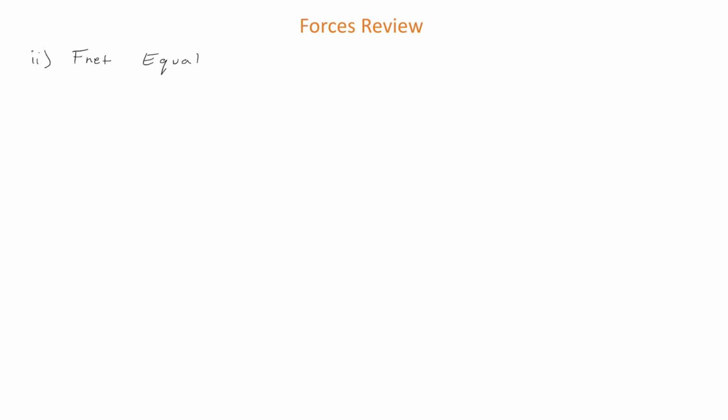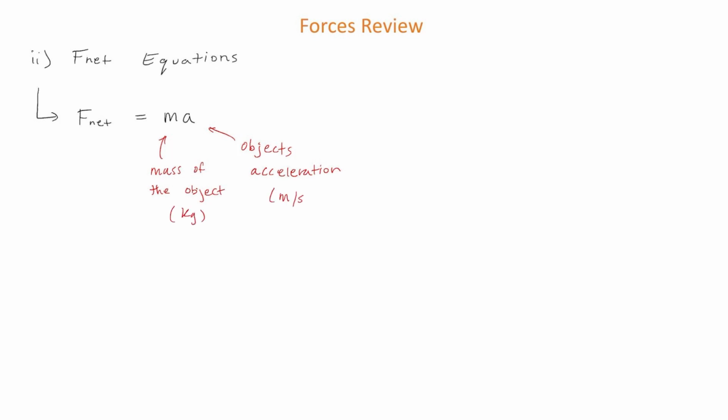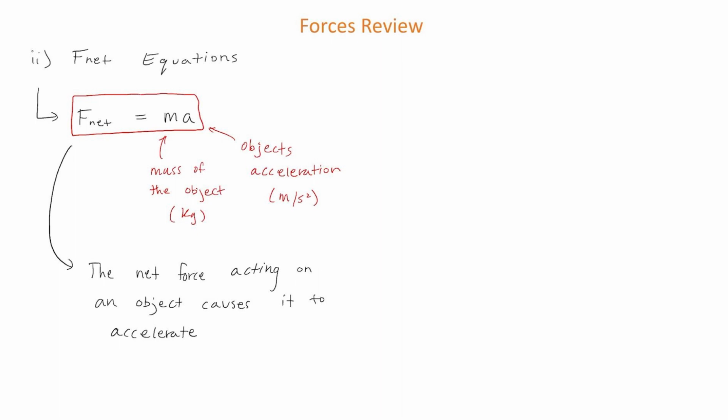Now, let's look at Fnet equations. Now remember, the net force is the sum of all the forces acting on the object. And we can describe the net force using this equation, which says that Fnet is equal to ma, where m is the mass of the object and a is the object's acceleration. The mass of the object has to be in kilograms, and the object's acceleration has to be in meters per second squared. And now remember, this equation describes Newton's second law, which says that the net force acting on an object is what causes it to accelerate.